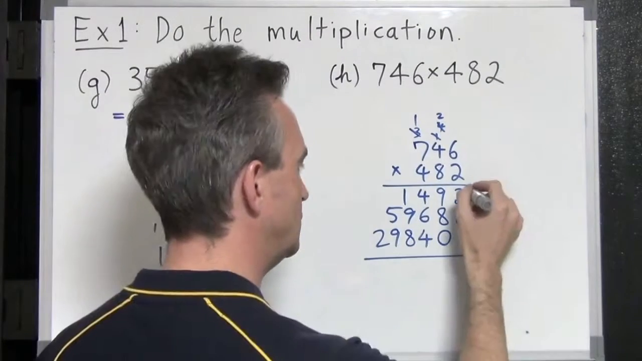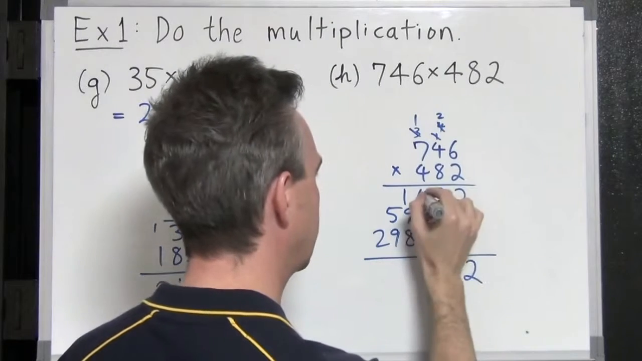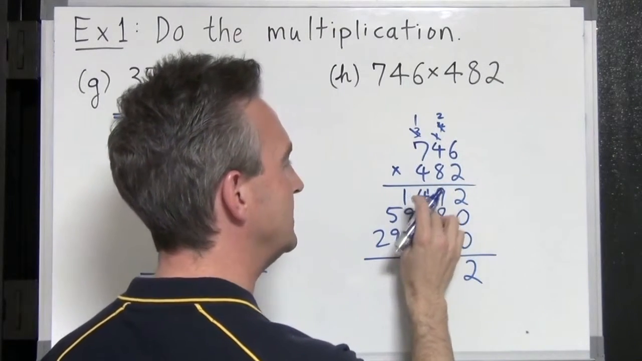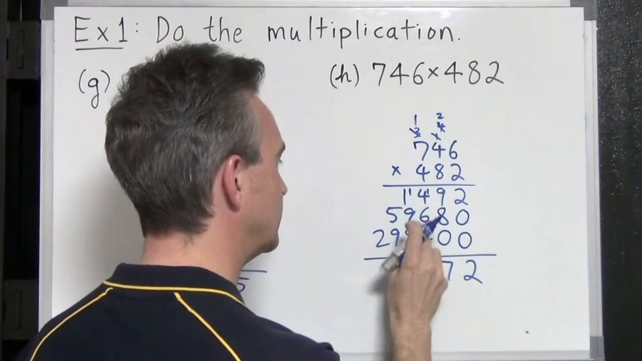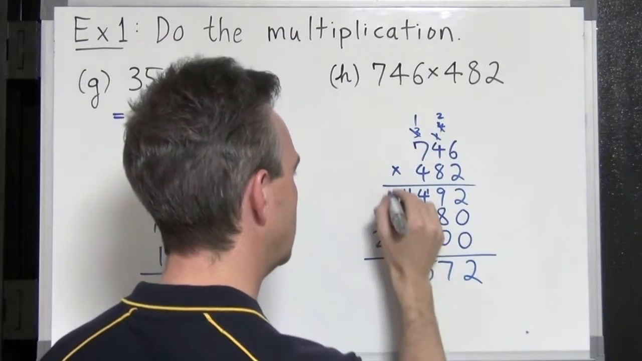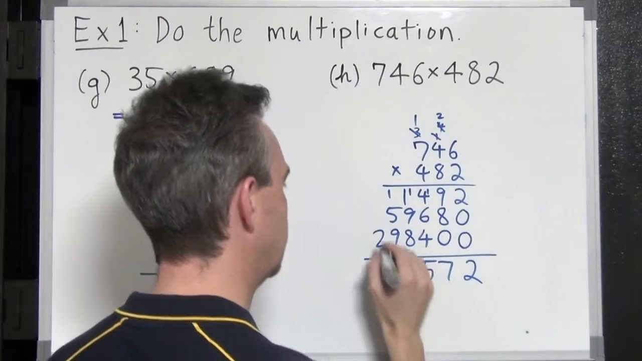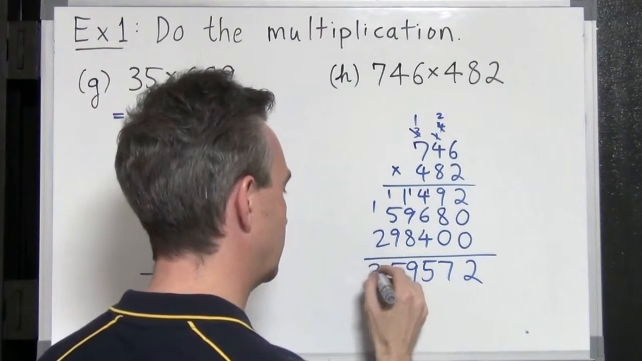Let's add these. 2 plus 0 is 2. 9 plus 8 is 17. Carry the 1. 4 plus 6 is 10. 10 plus 4 is 14, plus 1 is 15. Carry the 1 again. 8 plus 9 is 17, plus 1 is 18, plus 1 is 19. Carry another 1. 9 plus 5 is 14, plus 1 is 15. Carry the 1. Last but not least, 2 plus 1 is 3.